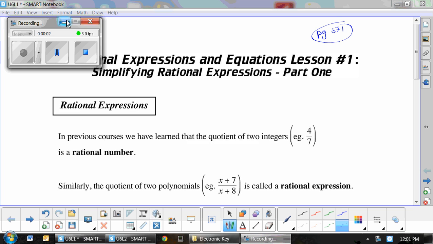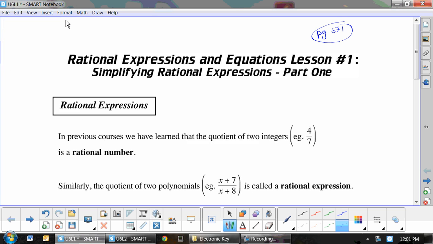Are we recording? Yes. Okay, so unit number 6 is rational expressions and equations. And so lesson 1 and 2 are both simplifying rational expressions.